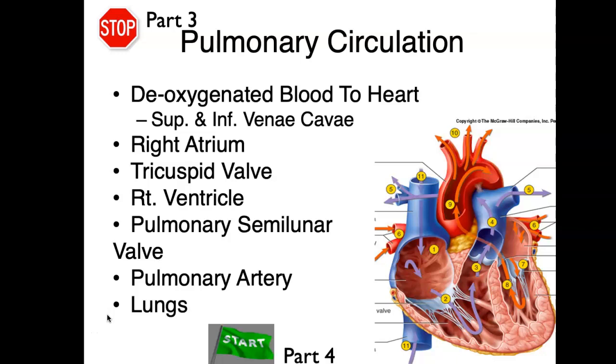We want to look at the pulmonary circulation now. So think about what's happening here. Deoxygenated blood is arriving at the heart. It's arriving to the right ventricle.